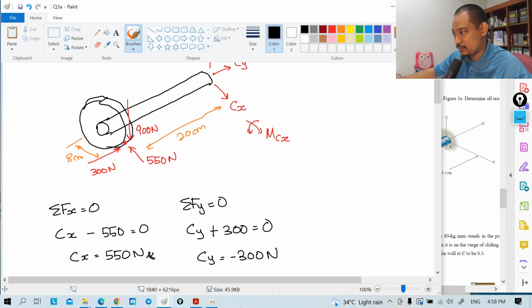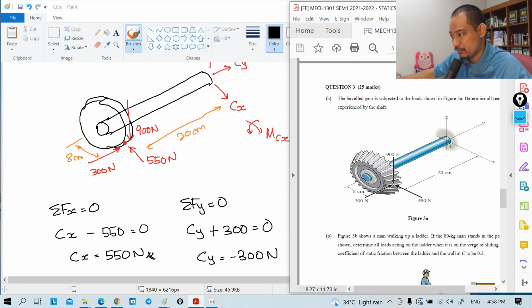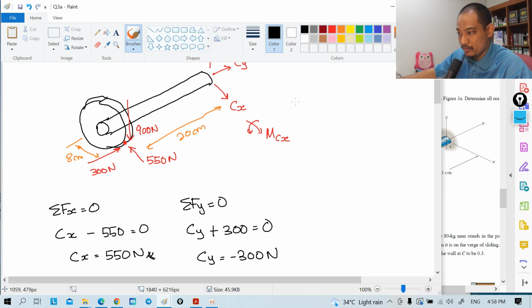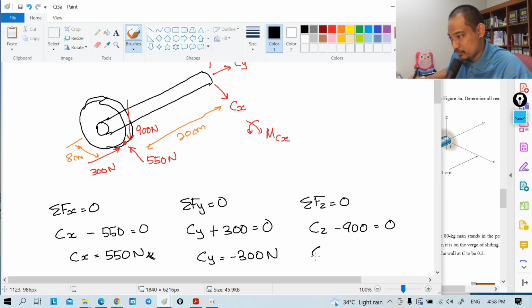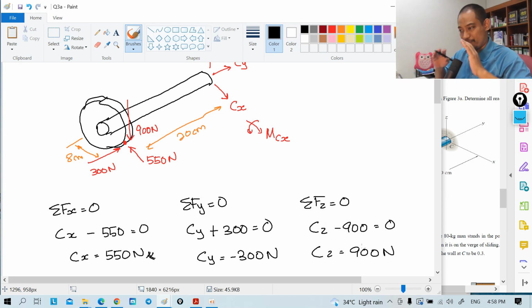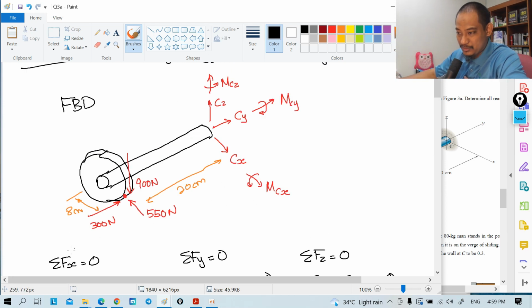Wait, is the value correct? I have to verify. Yeah, 550, 300, 900. All right. And then summation of Fz equal to 0, so you have Cz minus 900 equal to 0, so Cz equal to 900 Newton. Okay, that's very straightforward, because this is a bonus, at least so far, because the forces are already given in straightforward x, y, z directions.